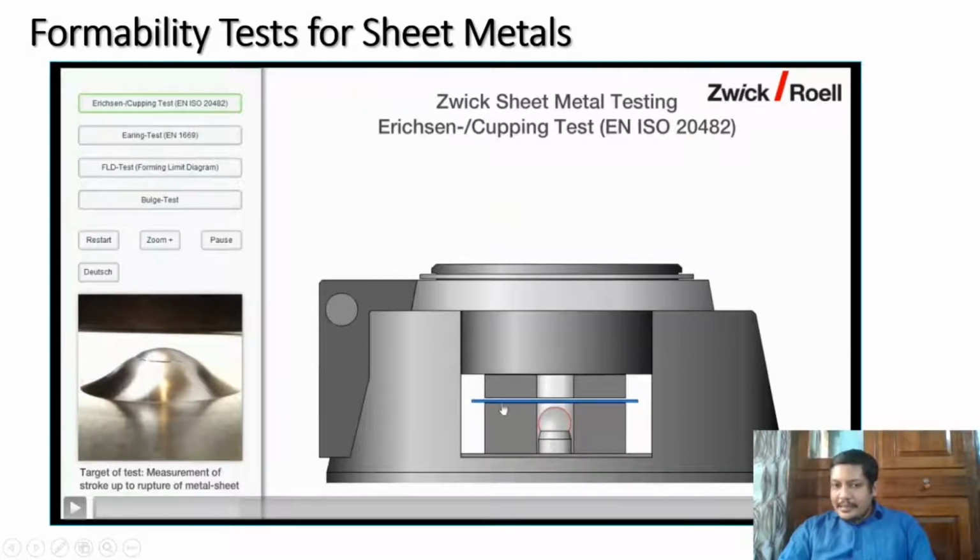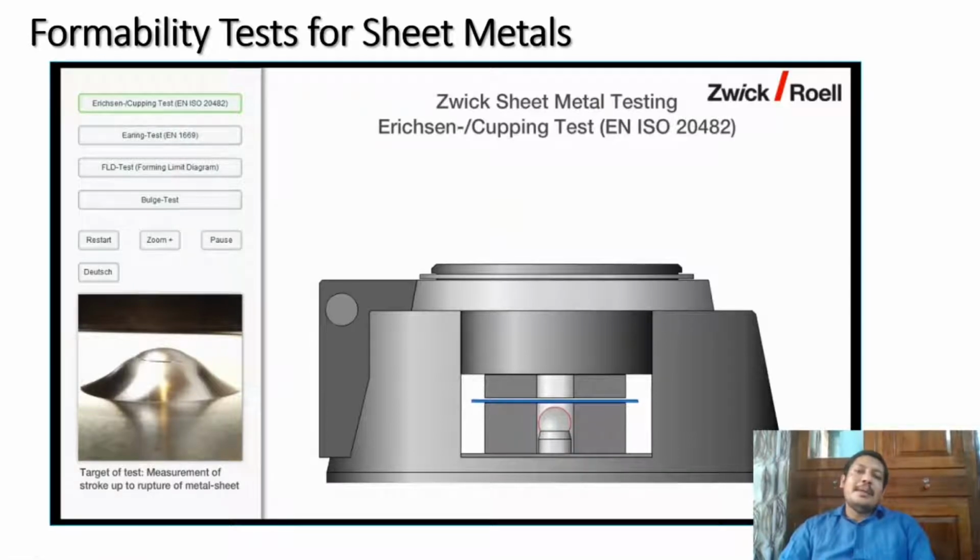You can see this is particularly the blank, the blue color indicates your blank. This is your punch or the indenter, and you can see this is the top part, these are the blank holders. In between, the blank is gripped properly. So you will move the indenter up. As you are moving the indenter up, the sheet will be deformed. You will be going to the condition where actually the sheet breaks like this.